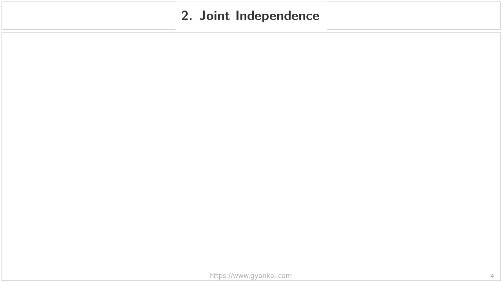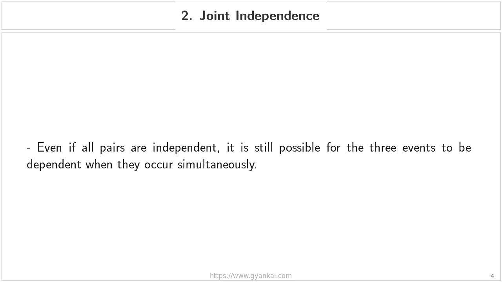2. Joint independence. Now, this is a crucial point that many students overlook. Even if you have already checked all the pairs and found them to be independent, as we just discussed in the previous slide, it is still possible for the three events to be dependent when they occur all at the same time. In other words, the pairwise check isn't the complete story.